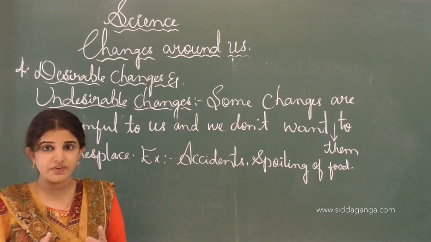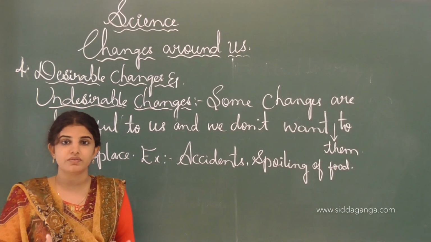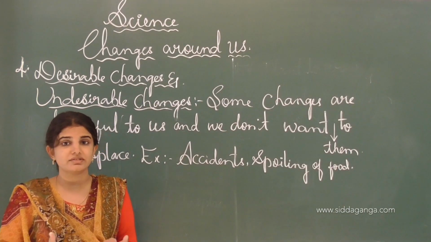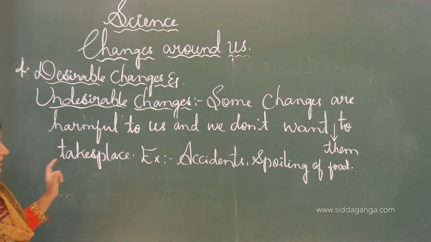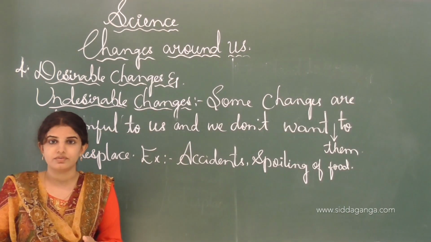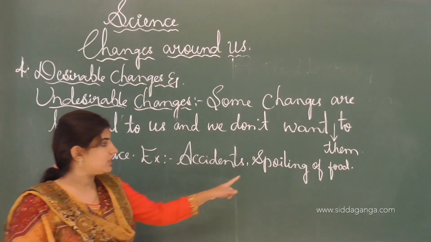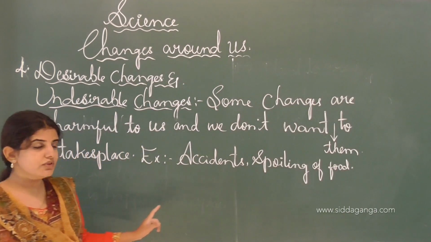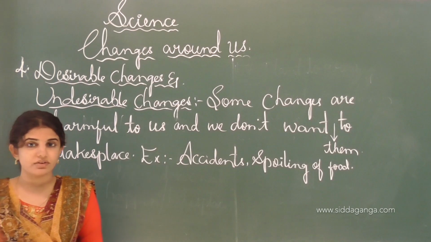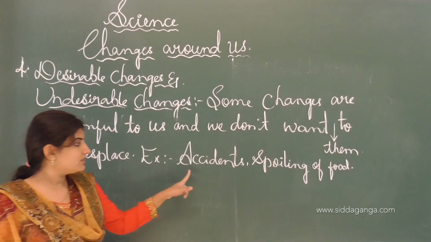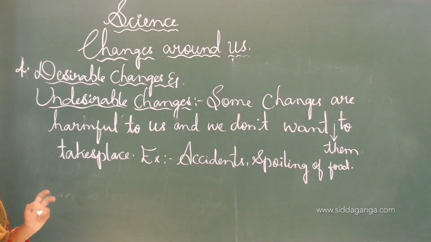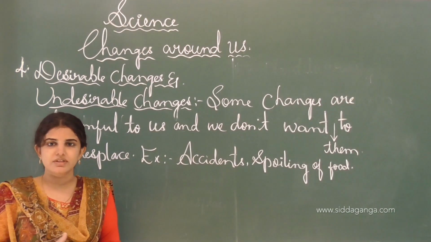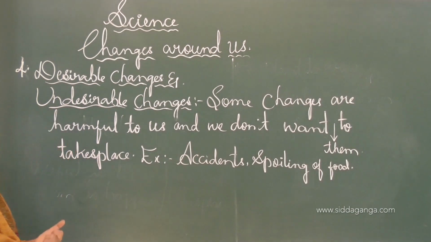If we eat spoiled food, we feel illness and disorder, and symptoms will be seen. It is dangerous and harmful. Such spoiling food items are harmful and create a disorder in our body. And an accident is also an undesirable change which we don't want to happen. These are the examples of undesirable change.